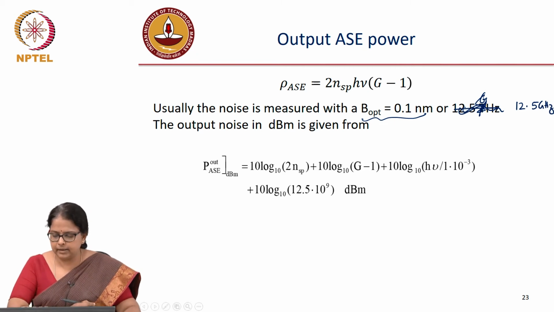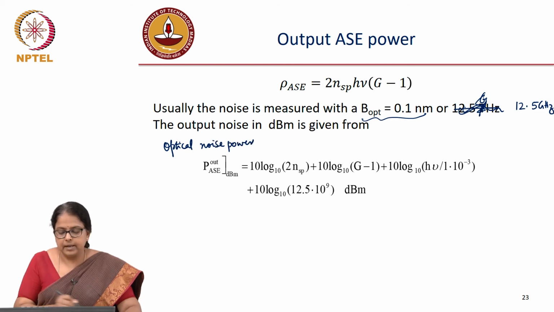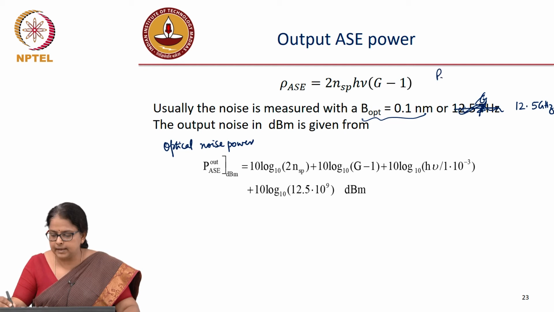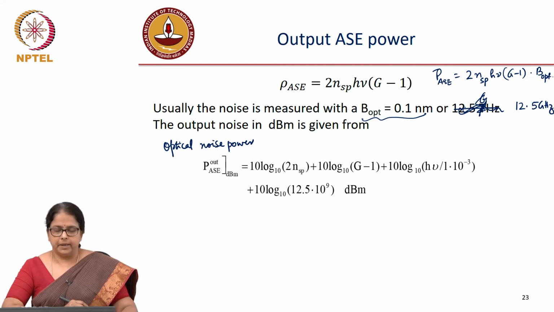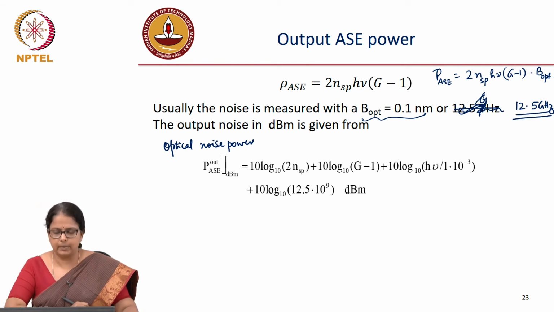So I can calculate the output noise power. Now remember, this is optical noise power. You can calculate the optical noise power as P_ASE equal to 2 NSP h nu (G minus 1) times B optical. Now B optical, as a reference, let us say we are using a reference optical bandwidth of 12.5 gigahertz.